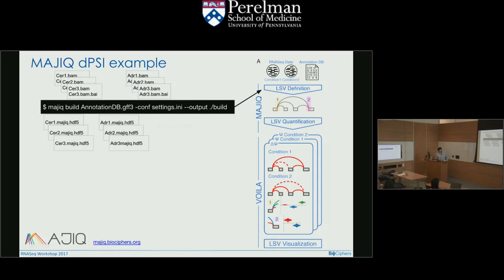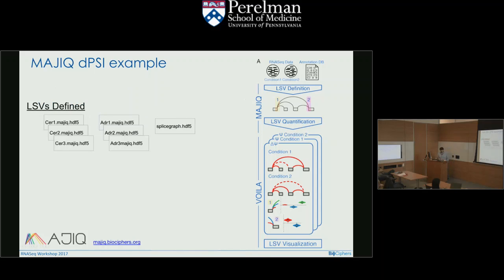So the output of this, once you feed it your BAM files and the annotation database, are these files here. You have a single splice graph file that contains all the coordinate information: where the junctions in the genome, where the exons are, who's connected to who, and that's used for visualizing later. And you have all of these MAJIQ HDF5 files that contain the bulk of the information. That's the actual quantification. So now at this point, our LSVs have been defined.